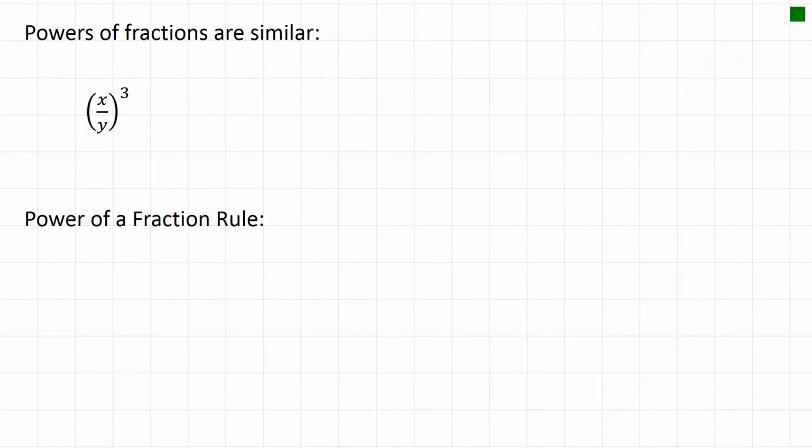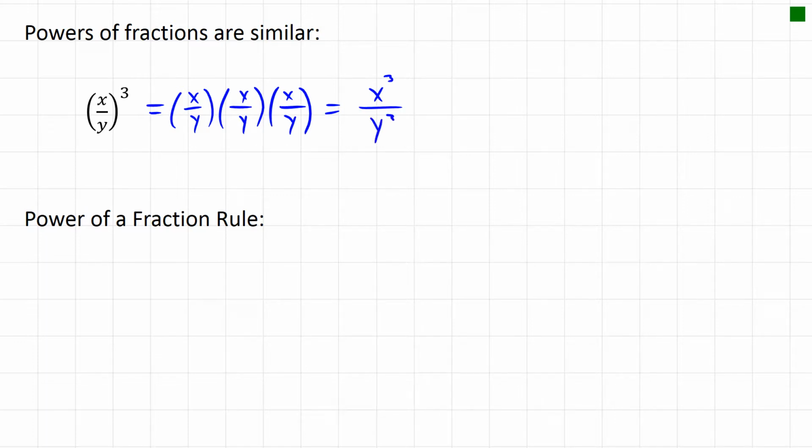Powers of fractions have a similar rule, and we could prove this. If we have x over y cubed, that's x over y times x over y times x over y. And clearly that's 3 x's on the top, which is x cubed, and 3 y's on the bottom, which is y cubed. So the power of a fraction rule is just like the product one, which is x over y to any power a is equal to x to the a over y to the a.